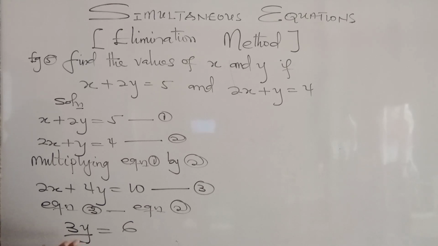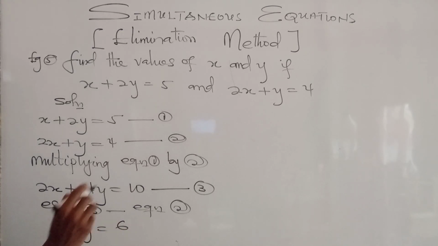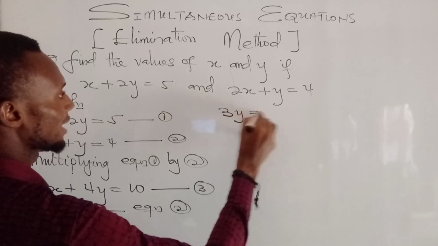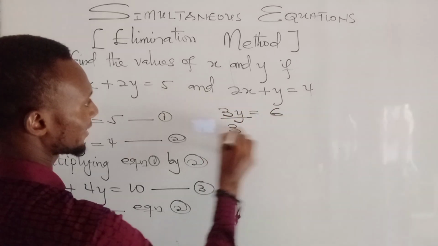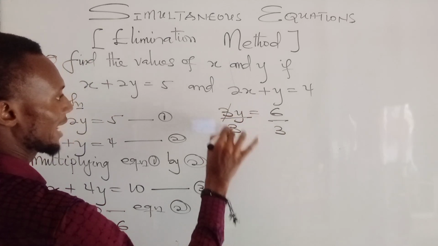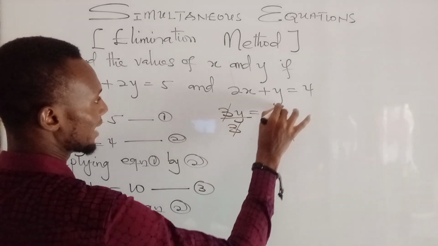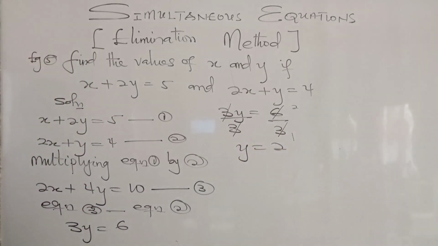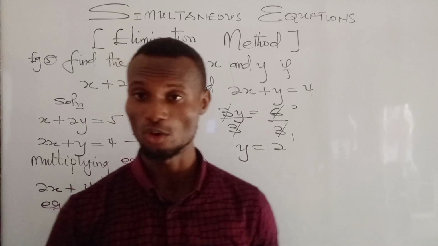It's not really clear from here, so let me continue from the other side. Let me clean this one and rewrite it. When we subtracted, we got 3y equals 6. For me to get my y, I'm going to divide through by 3. So I have my 3y equals 6. I'll divide here by 3 and here also by 3. This 3 and this 3 cancel. 3 goes here 1 and 3 goes here 2. So you have your y equals 2. We've gotten the value for y, and y equals 2.